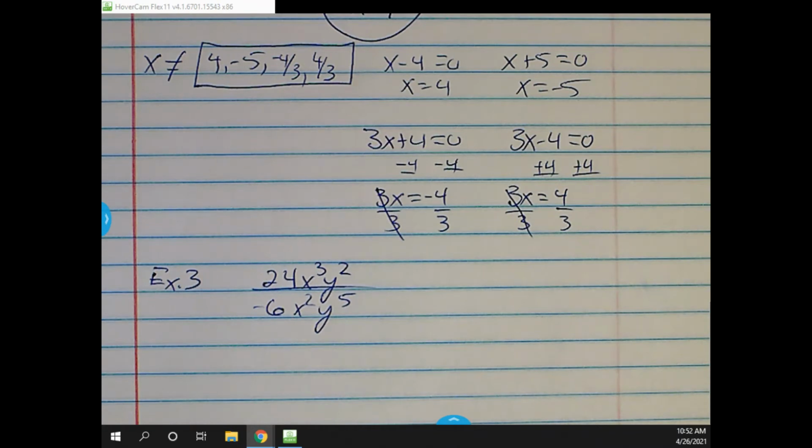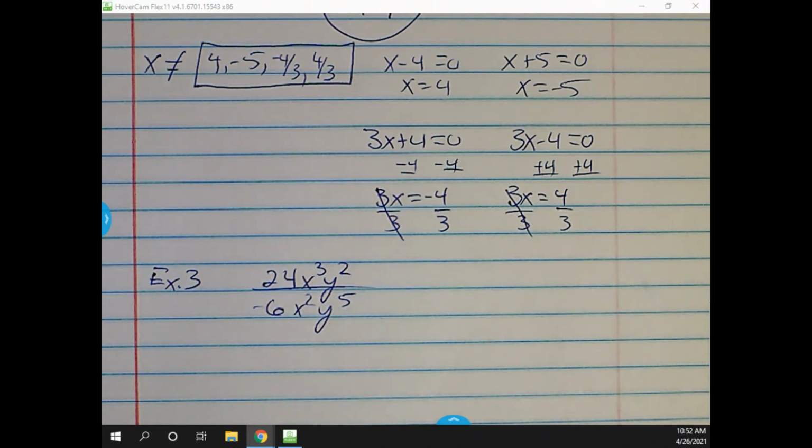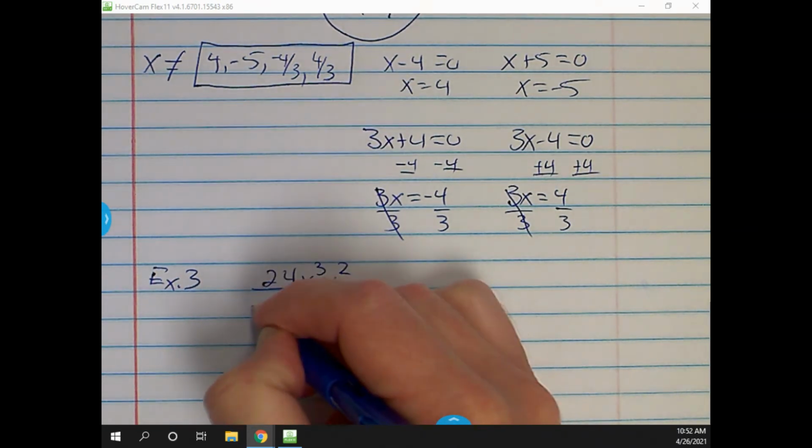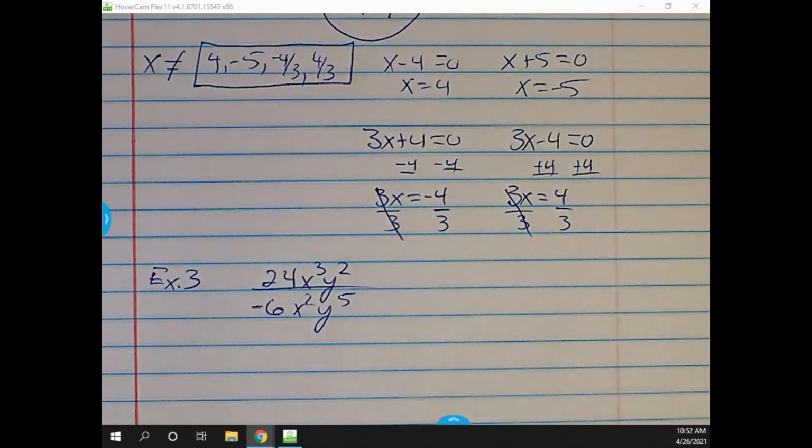All right, so let's say you've got 24x to the third y squared, and that's over negative 6x squared and y to the fifth.